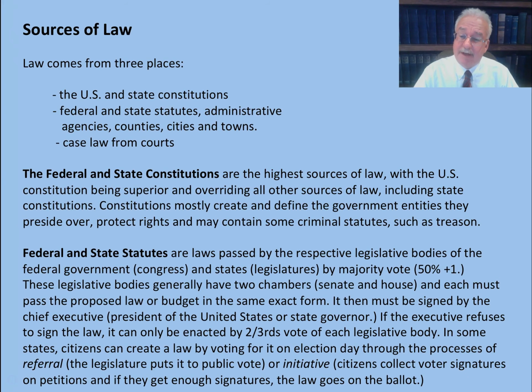So far we've been talking a lot about laws, but we haven't delved into where do laws come from? What are the sources of law? And law comes from three places: the U.S. and state constitutions, federal and state statutes, administrative agencies, counties, cities, and towns, and case law from courts. The federal and state constitutions are the highest sources of law, with the U.S. Constitution being superior and overriding all other sources of law in the country, including state constitutions.